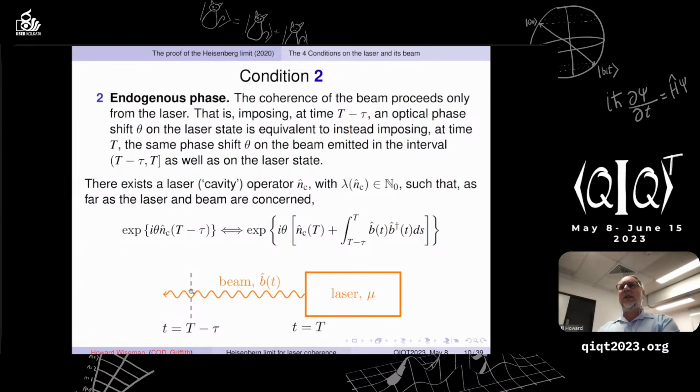If, for example, one were just putting in coherence from some other laser into a laser, then this would not be true. Just changing the phase of the laser wouldn't achieve this transformation of changing the phase of what comes out of the laser if it was being pumped by something else. So this really guarantees that whatever the coherence of the output is, it's coming from the laser itself, which is what endogenous phase means. It's a little bit complicated, but it's absolutely necessary.